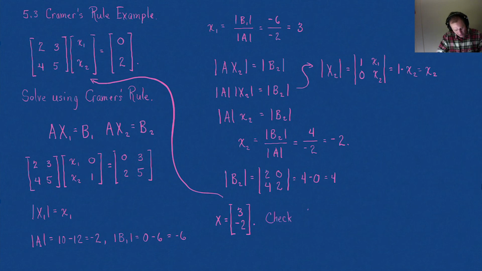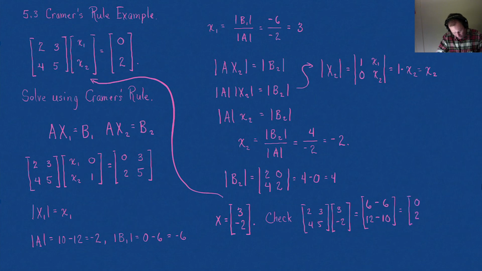So if we take 2, 3, 4, 5, and we multiply this by the vector 3, minus 2, this is going to be 2 times 3 minus 3 times 2, which is 6 minus 6. And then row 2, column 1 is going to be 12 minus 10. Oh, and look at that. There it is. That is 0, 2. And it worked as suspected.